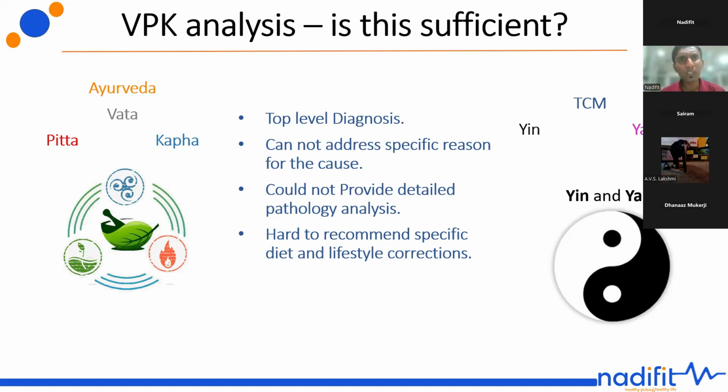Because TCM speaks about chi energy, where Ayurveda speaks about prana. The concept is same. Here they use the terminology tejas and ojas. Here they use chi, deficiency, excess, chi stagnation. But the principle of understanding, the concept is same. When I say VPK from Ayurveda or the yin and yang from TCM, these data are not sufficient for detailed diagnosis.